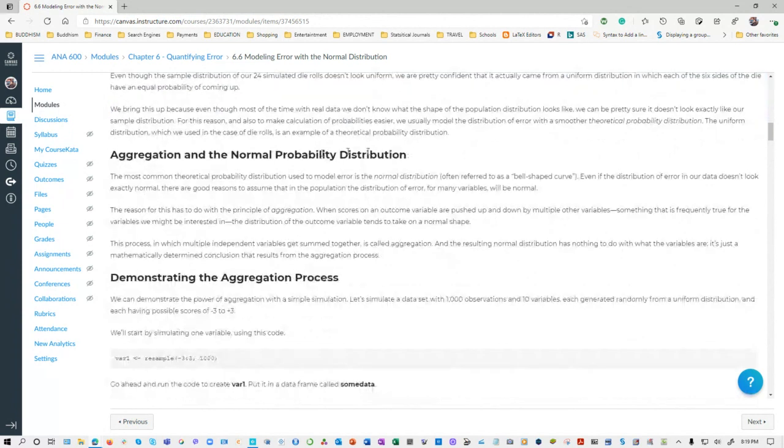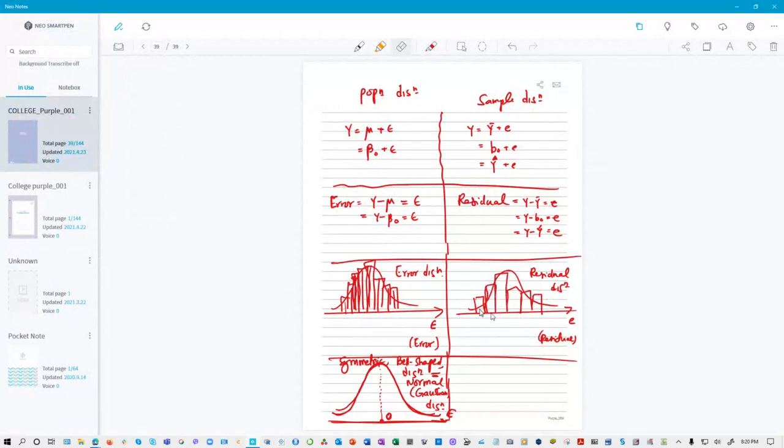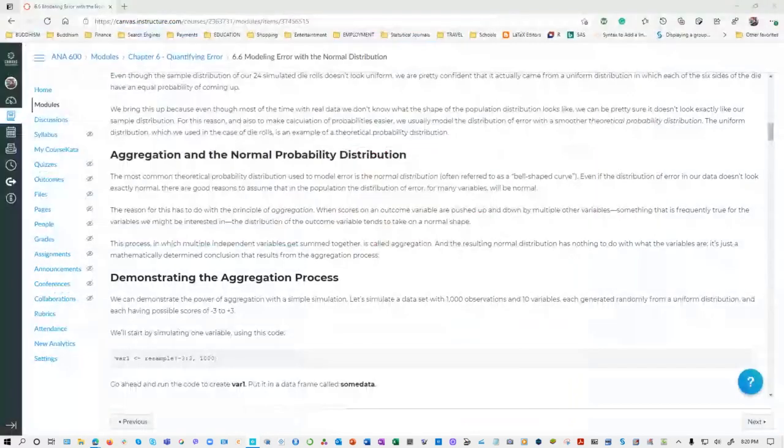Now, instead of that one, let's jump into a different kind of distribution. The most common theoretical probability distribution used to model error is the normal distribution, often referred to as the bell-shaped curve. Even if the distribution of error in our data doesn't look exactly normal, there are good reasons to assume that the population distribution of error for many variables will be normal. Even if my sample distribution is any shape, maybe right skewed, left skewed, or uniform, we still assume that its population is bell-shaped. That's a great assumption here.